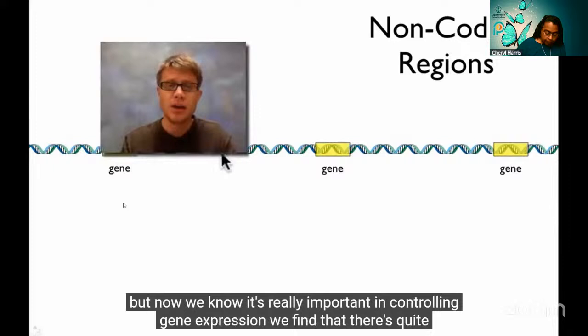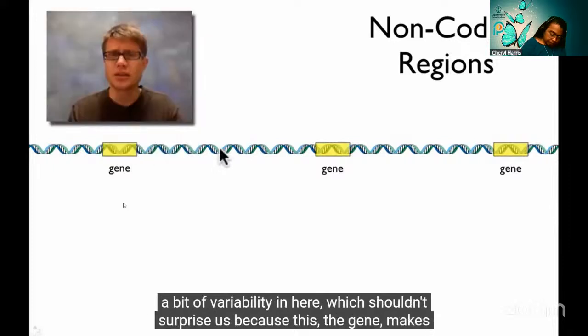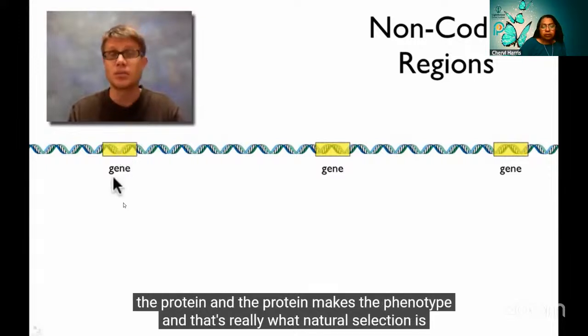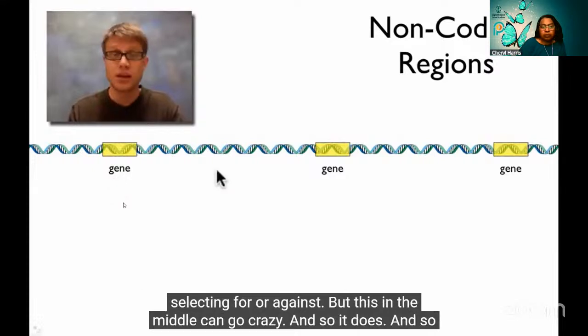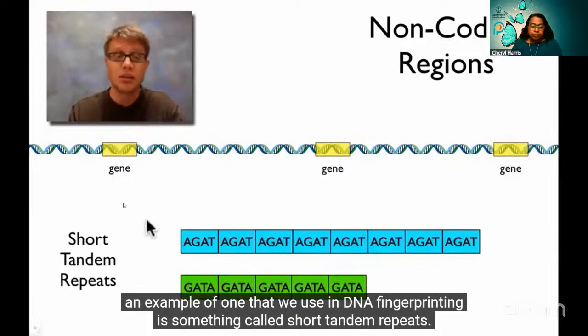We find that there's quite a bit of variability in here, which shouldn't surprise us because the gene makes the protein, and the protein makes the phenotype, and that's really what natural selection is selecting for or against. But this in the middle can go crazy, and so it does. An example of one that we use in DNA fingerprinting is something called short tandem repeats.